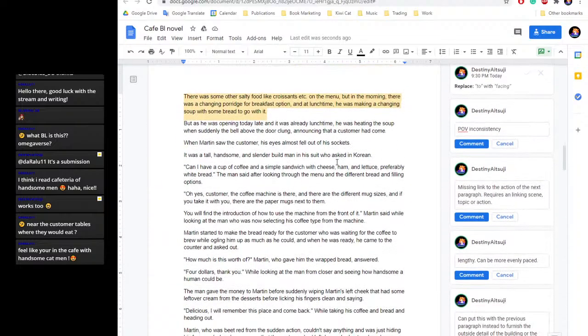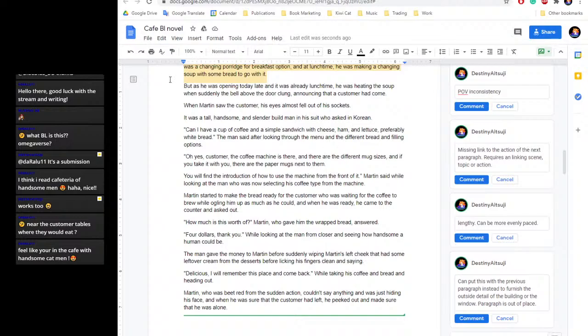Okay, so once I'm done with it, I'm finally on page two, page three. But as he was opening today late and it was already lunchtime.